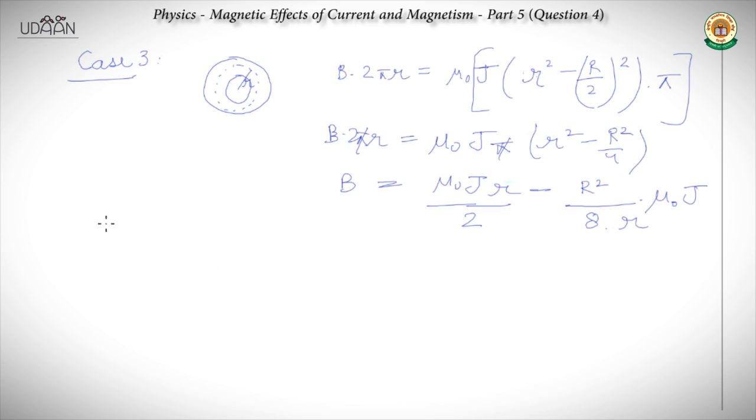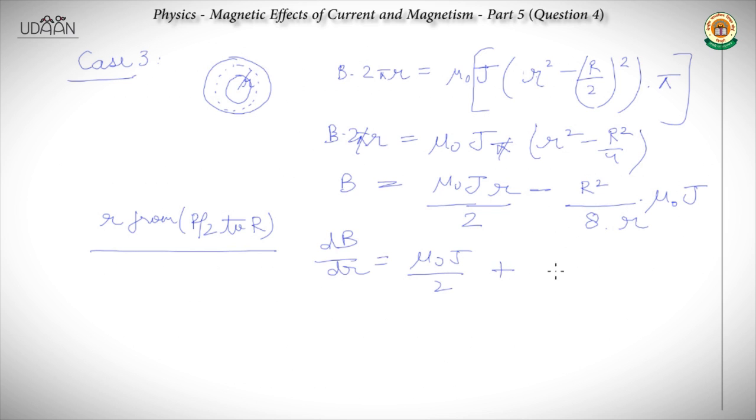So this is actually where r varies from r by 2 to capital R. So let's see by calculus what this particular thing could be. So we see dB by dr comes to be mu naught j by 2 plus r square by 8 r square. So this comes to be greater than 0 for r by 2 to r. So the slope would be positive always.